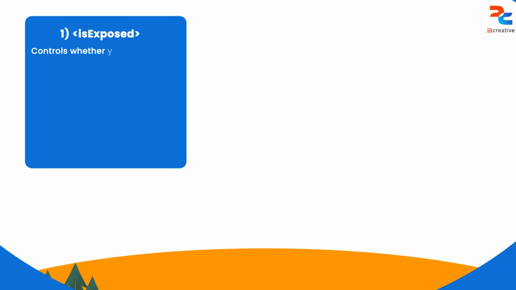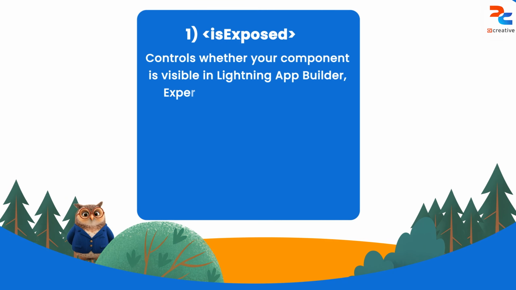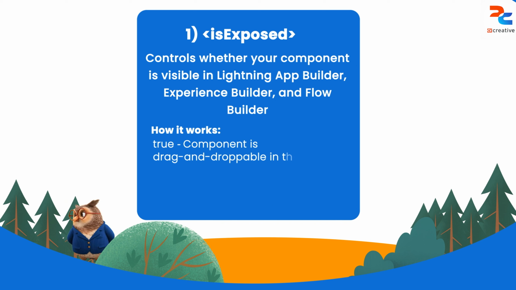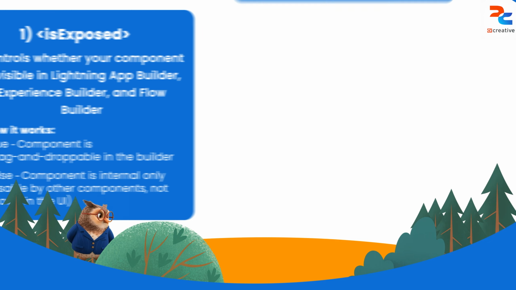Next is isExposed. This tag specifies whether your component is visible for use in Lightning App Builder, Experience Builder, or Flow Builder. When this is set to true, it means you can drag and drop the component onto a page. When set to false, the component can only be used internally by other components and not directly in the Builder UI.